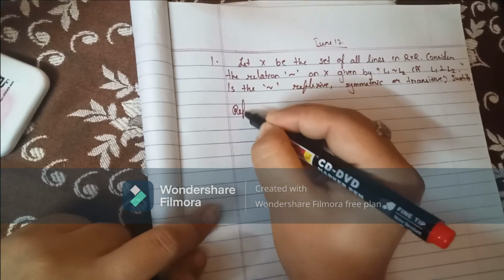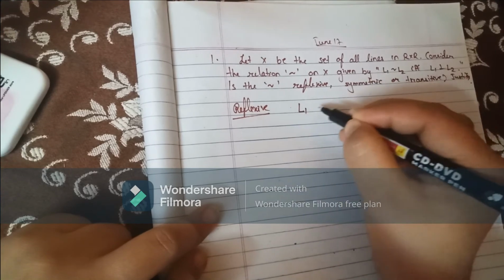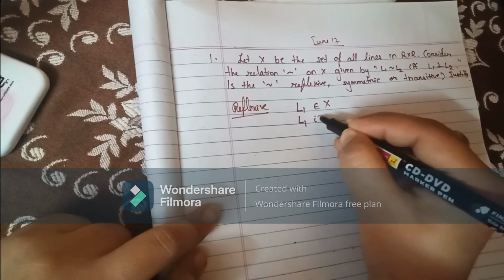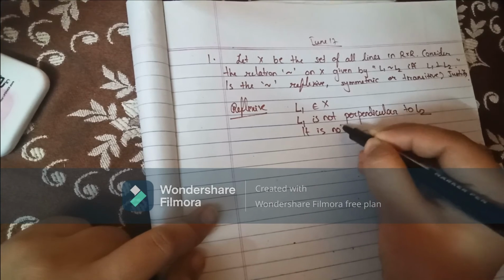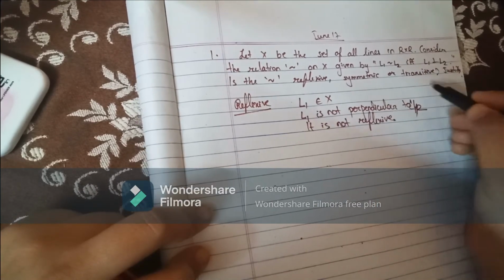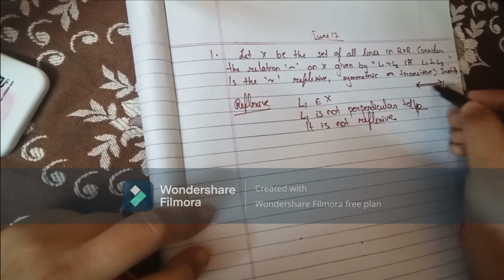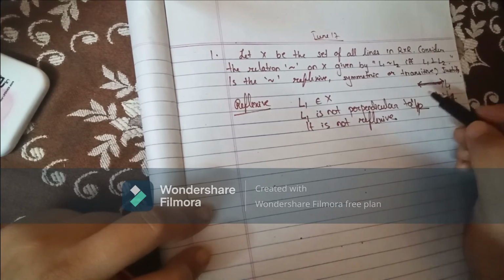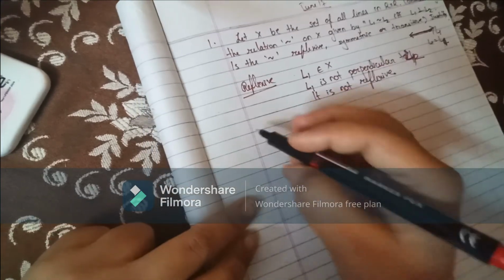First of all, for reflexive, we have to take the similar lines. Let L1 belong to X. We know that L1 is not perpendicular to L1, because if we are considering the same line L1, then L1 is equal to L2, and we can say that this is parallel. But generally L1 is equal to L1. So here L1 can never be perpendicular to itself. That means it is not reflexive.